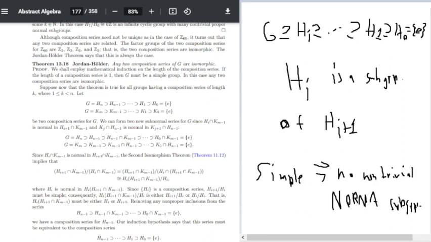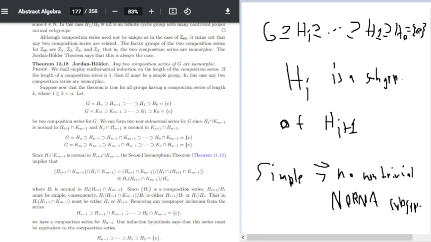Suppose now that the theorem is true for all groups having a composition series of length k, where 1 is less than or equal to k is less than n. Let G = H_n ⊇ H_{n-1} ⊇ ... ⊇ H_1 ⊇ H_0, and G = K_m ⊇ K_{m-1} ⊇ ... ⊇ K_1 ⊇ K_0 be two composition series for G.